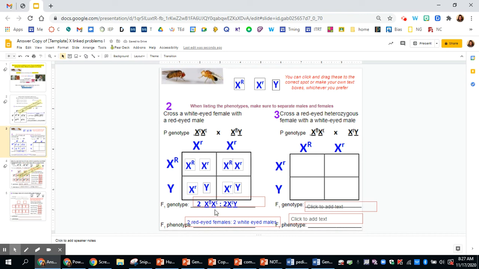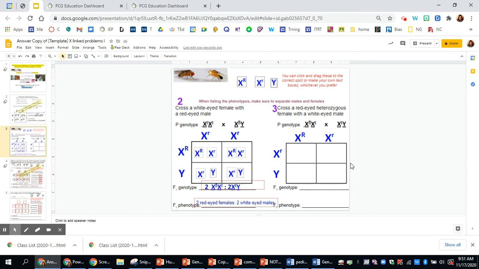When it comes to writing the genotype, you need to make sure that you copy. Notice these are both the same. So you have 2 X^R X^r, and then these are both the same, 2 X^r Y. And this is where a lot of you didn't follow the directions and include males and females separately. So you have two red-eyed females and two white-eyed males. It's not enough to just say the eye color. You also need to say whether it's male or female. So notice that all the males born in this family will have white eyes. All the females will have red eyes.